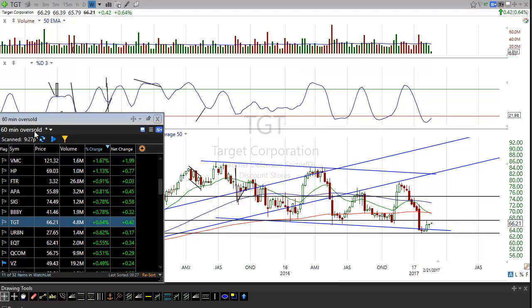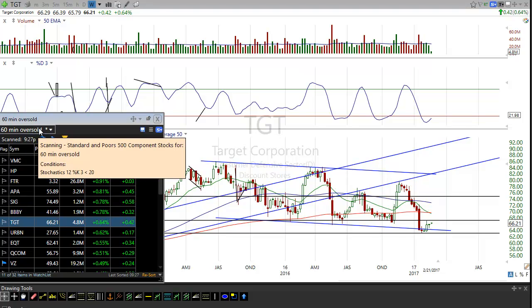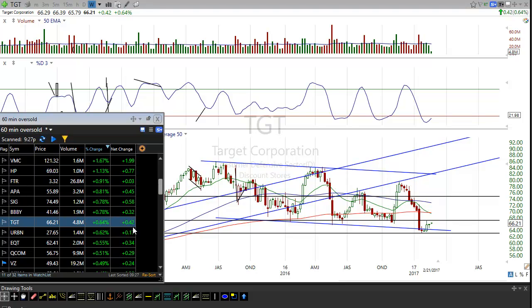Seeing the 60-minute oversold here, don't pay attention to that, because I changed the condition on that. I made it a weekly, but I didn't save it, so I didn't change the name for it. But it's a weekly scan, so don't get confused that it says 60-minute.